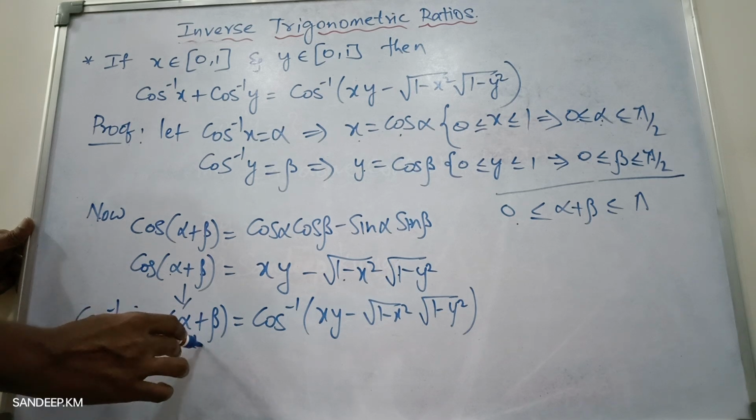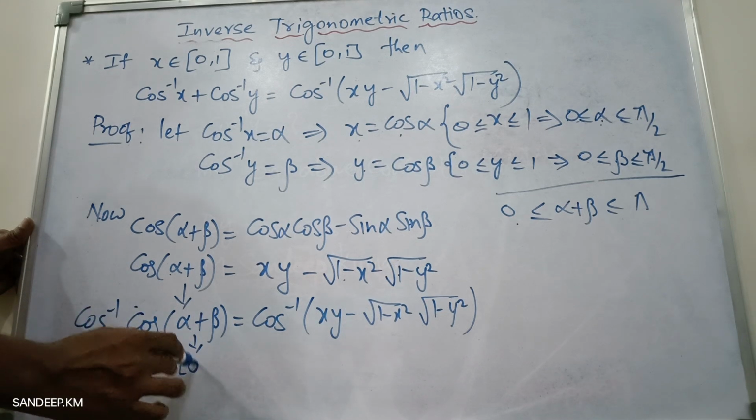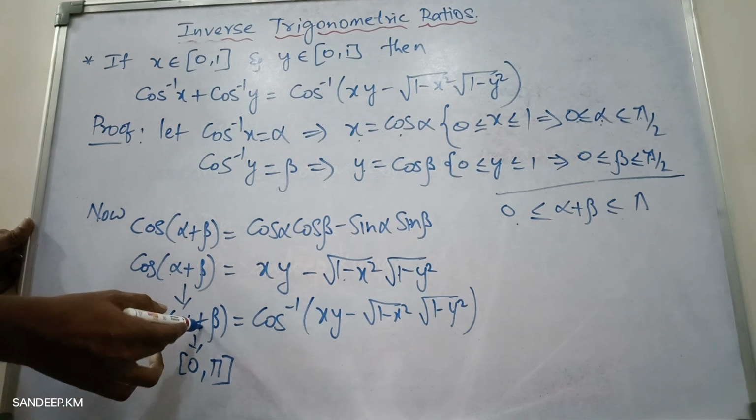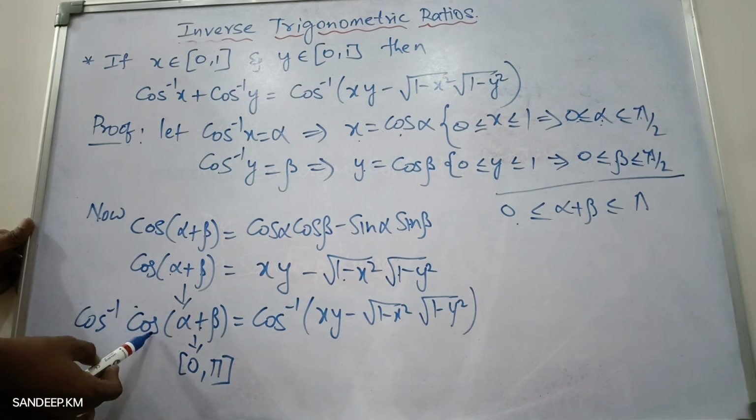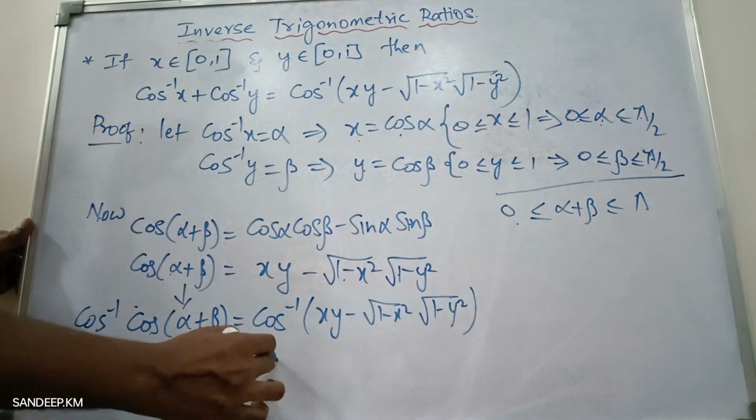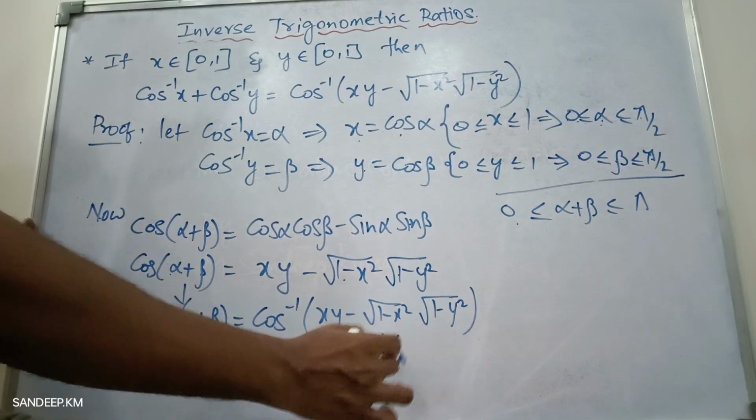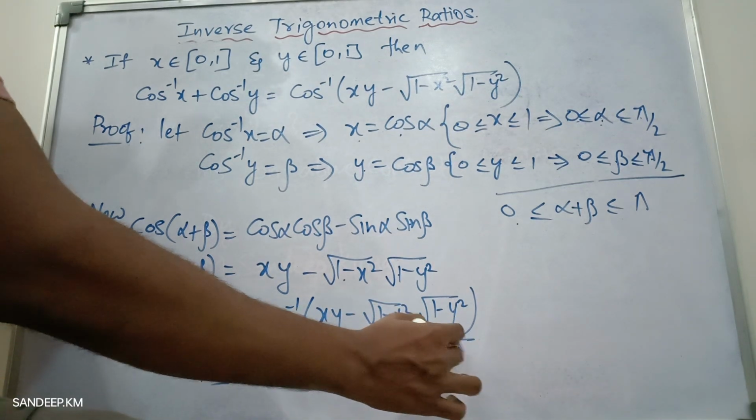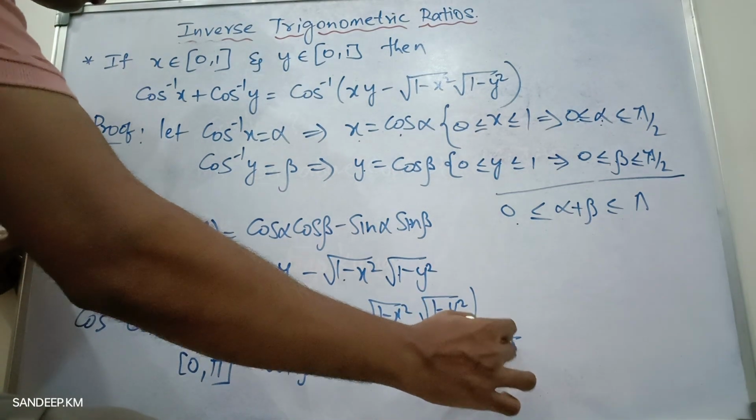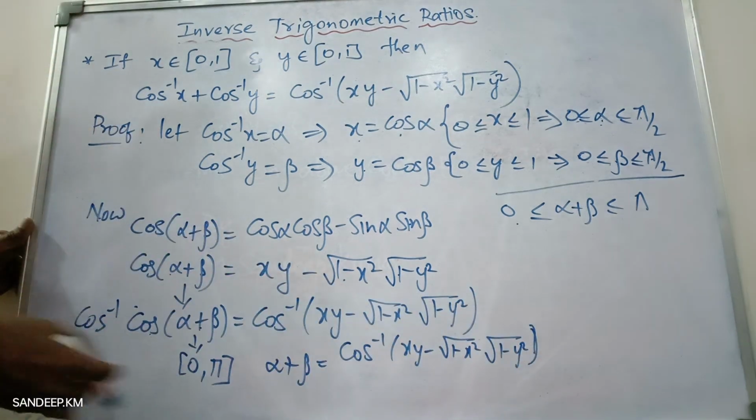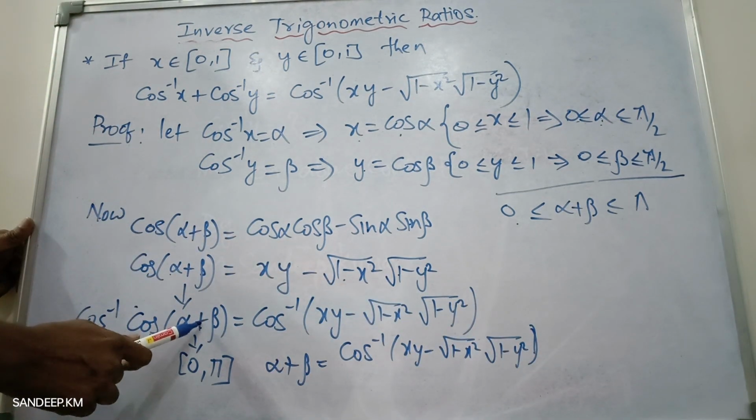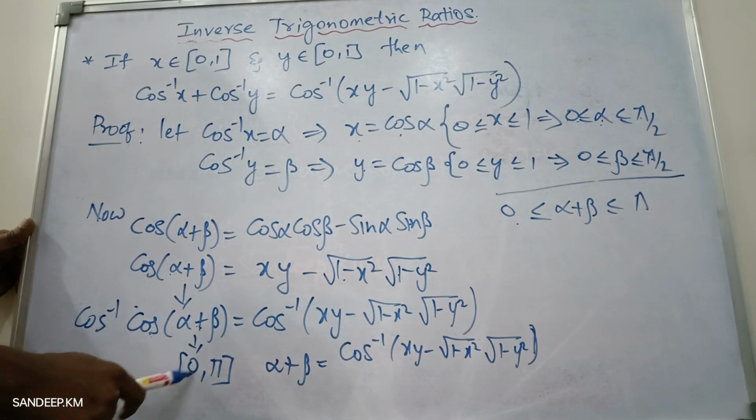And observe that alpha plus beta is between 0 and pi. Alpha plus beta is in the restricted domain of cos function. So cos inverse and cos can be ignored. We will get what? Alpha plus beta. So we will get alpha plus beta is equal to cos inverse of xy minus root of 1 minus x square into root of 1 minus y square. This step is very important. Alpha plus beta is in the restricted domain of cosine function. Restricted domain is between 0 and pi.